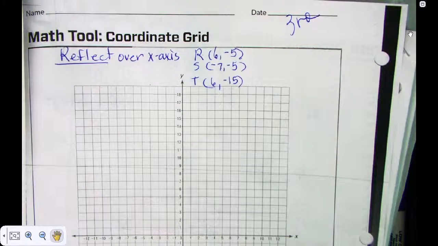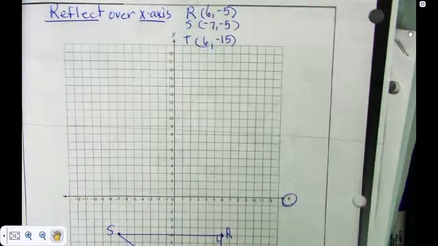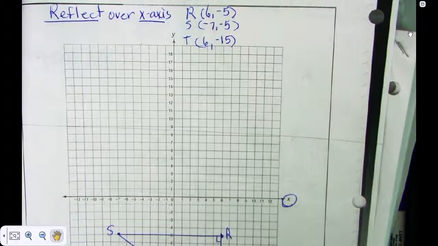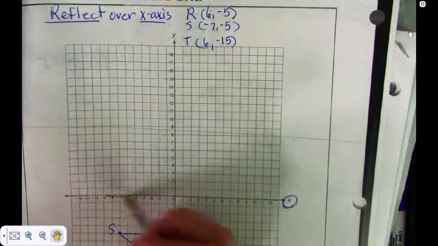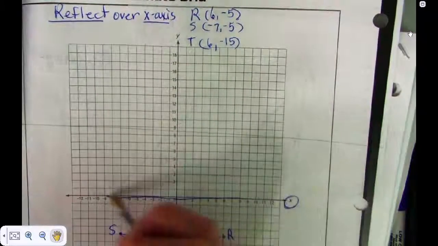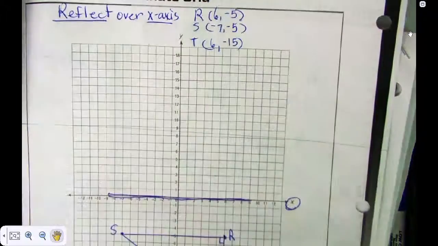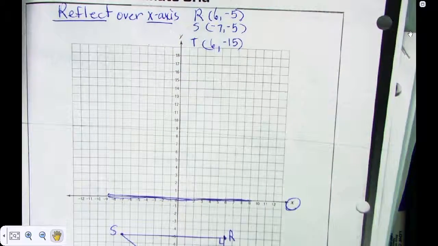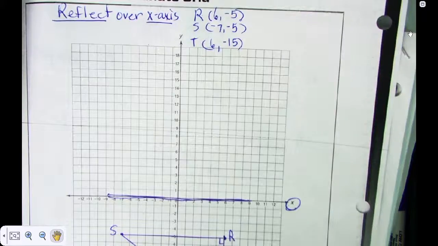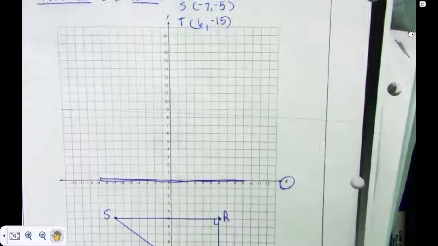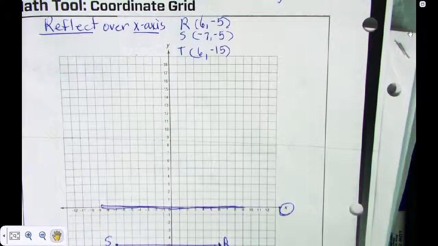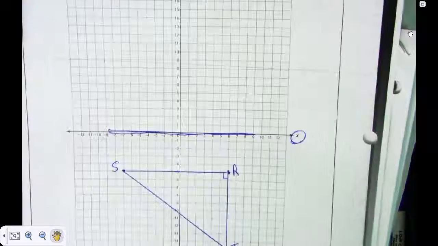I don't know why, but this is so hard for some people. They reflect over the wrong one and get it wrong. Over the x-axis. So we're going to circle the x, and draw a line on the x as good as we can. Reflect over the x-axis. Tell me how we're going to do that.